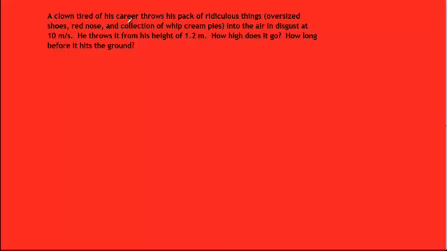We have a clown who's tired of his career, who throws his pack of ridiculous things, such as oversized shoes, a red nose, a collection of whipped cream pies, whatever. Point is, he throws them into the air in disgust at 10 meters per second. He throws it from a height of 1.2 meters, which makes sense because he's probably not going to have this stuff directly on the ground.